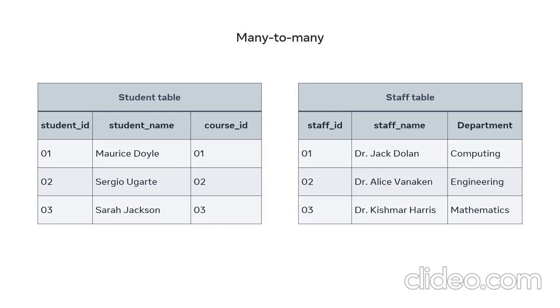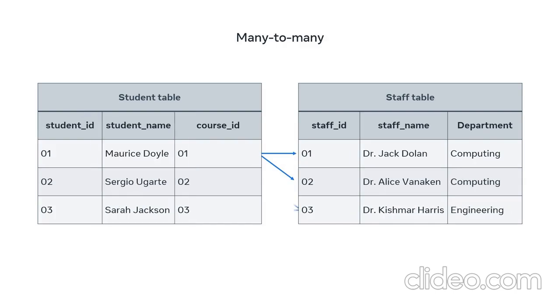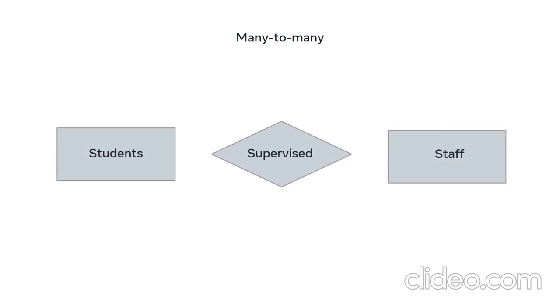And finally, there's also many-to-many relationships. This type of relationship associates one record of one table with multiple records of another table. And the same relationship also works in the other direction. In this example, the student Morris Doyle is undertaking 2 research projects, and each project is supervised by a different staff member. And likewise, one staff member can supervise or collaborate with multiple students on their research projects. These relationships can also be depicted in an ER diagram as many students are supervised by many staff.